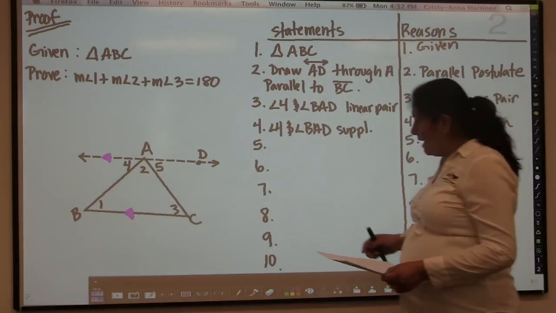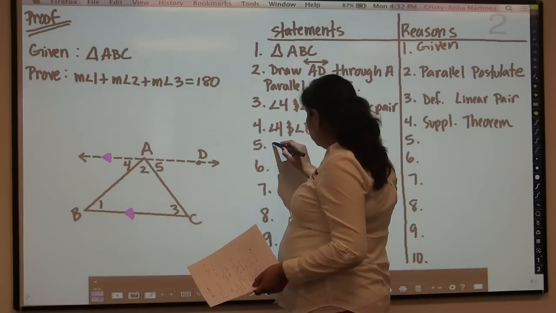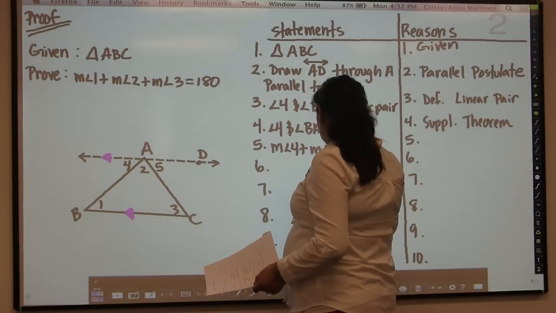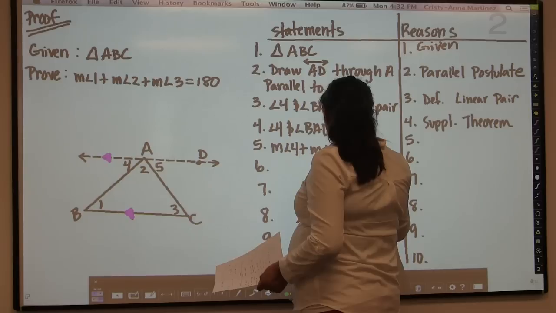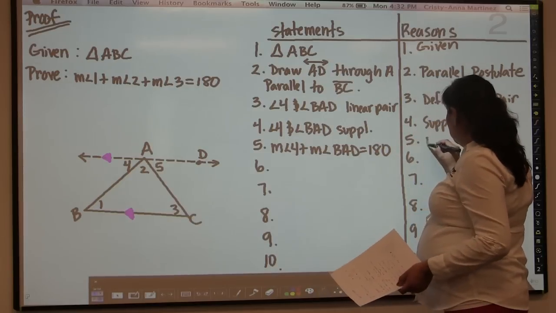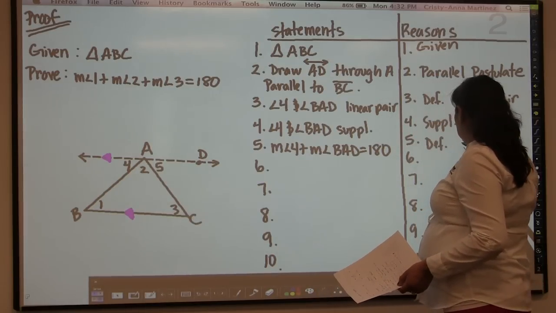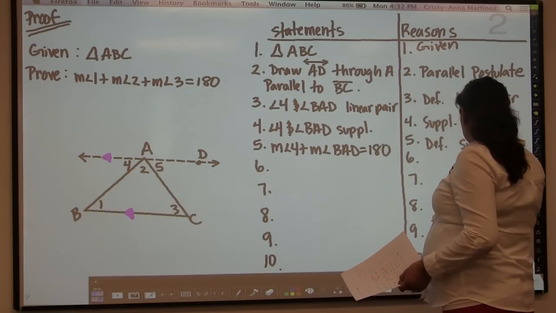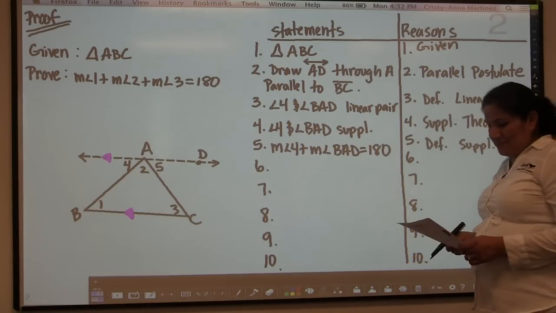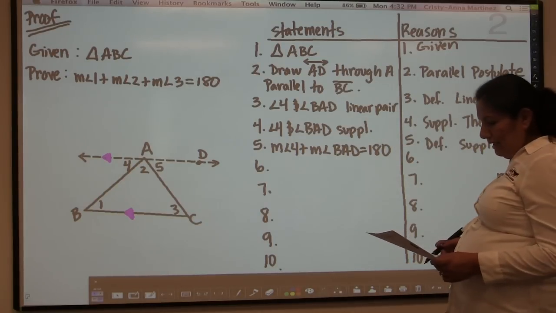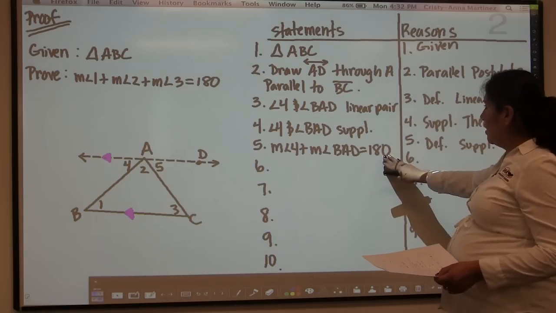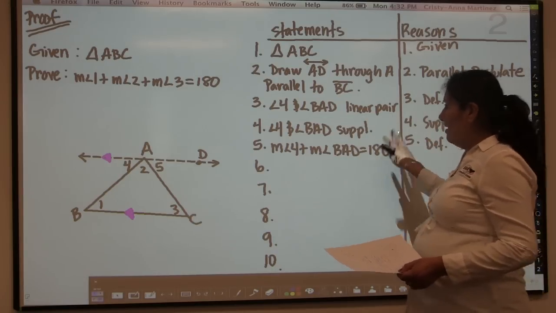And so our next step is just that because they're supplementary, the measurement of angle 4 plus the measurement of angle BAD should equal 180, and that's by definition of supplementary, which we already said earlier that they were supplementary based on step 4. So in step 6, we're going to then also, we've kind of exhausted that step there, or that information there.